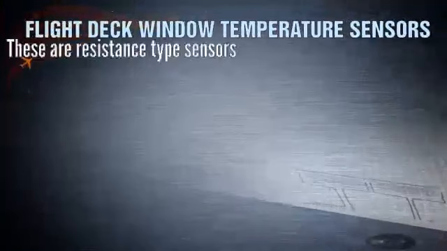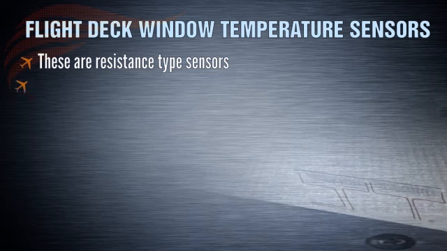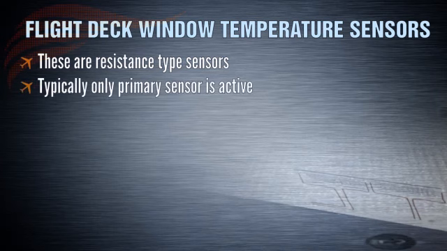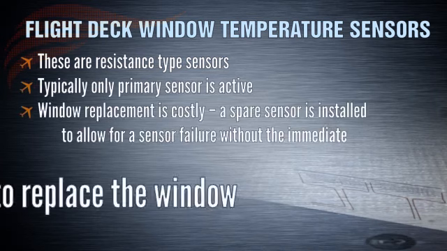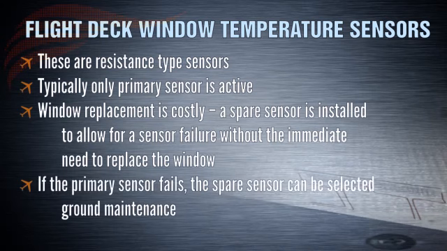These are resistance-type temperature sensors, which sense a change in resistance with temperature. Usually, only the primary sensor is active. Replacing a window is costly, so the spare sensor is installed to allow for a sensor failure without the immediate need to replace the window. In the event of a failure of the primary sensor, the spare sensor may be selected by maintenance in the E&E bay on the ground.